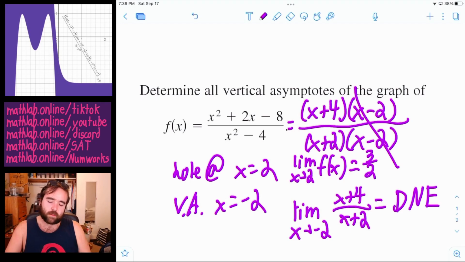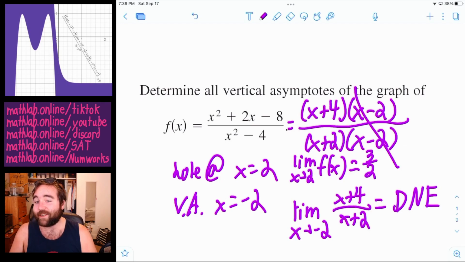That's important to remember, but you know that. You remember that. You have to factor and you have to find the holes, because just because it's on the bottom, it might cancel out. And if it cancels out, it's not a vertical asymptote. It's just a hole in the graph.